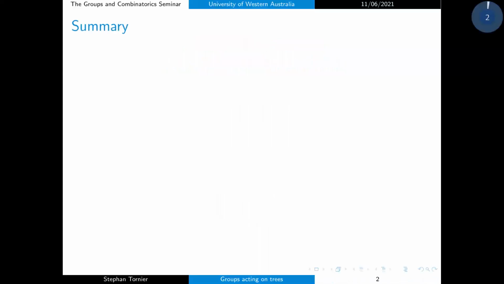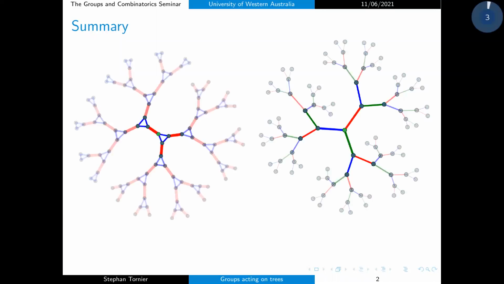So let me first give you the 2-minute summary of what I'm going to speak about. So I study groups acting on trees, and when I say trees, I mean typically infinite trees like these. So if you see them fading out towards the boundary there, you have to imagine the regular pattern continuing up to infinity.